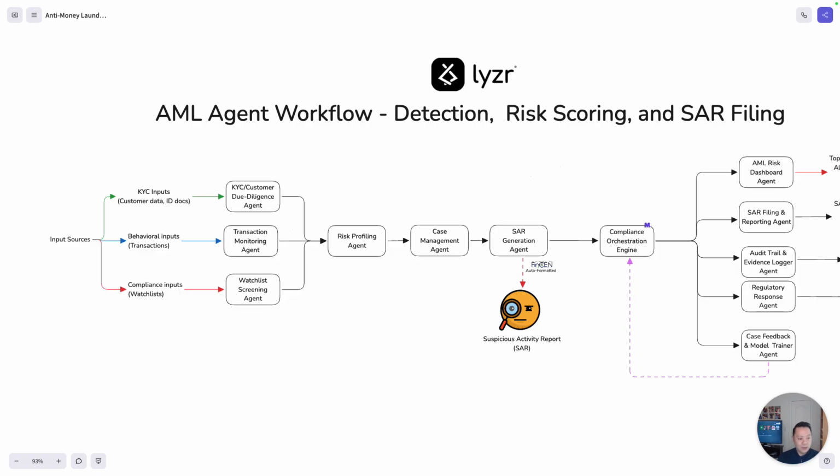of the transactions. If a suspicious activity report needs to be generated, a SAR generation agent will come in and it can generate the SAR report both for internal review and editing, as well as produce it in different formats, such as the FinCEN format.